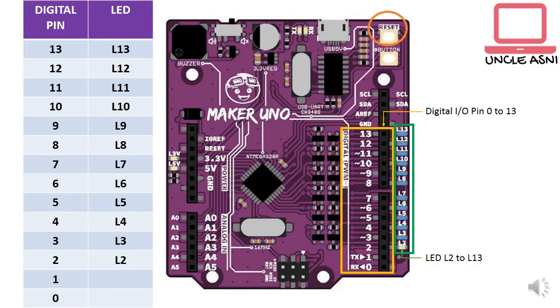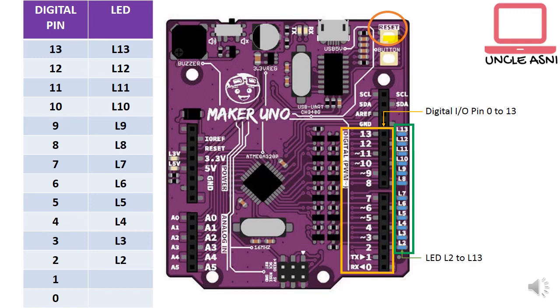Okay, before we start any coding, let us have a closer look at the Maker Uno board. Over here we have this reset button. The reset button is used if you want to reset your board. There are situations where you want to redo your coding, or you want to restart what you have done to your board, or sometimes your board doesn't respond in the middle of something. You can always press this reset button in order to restart your programs.